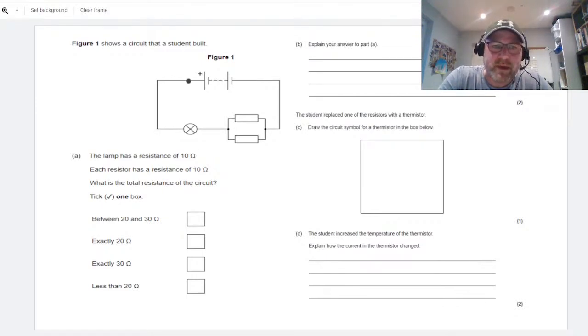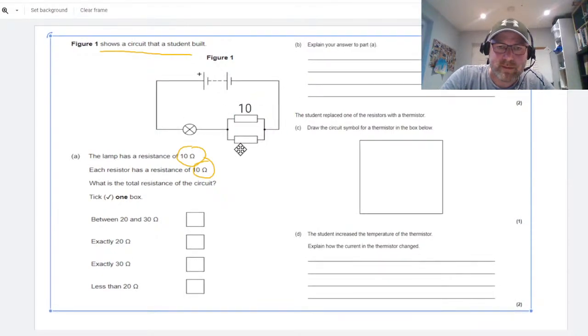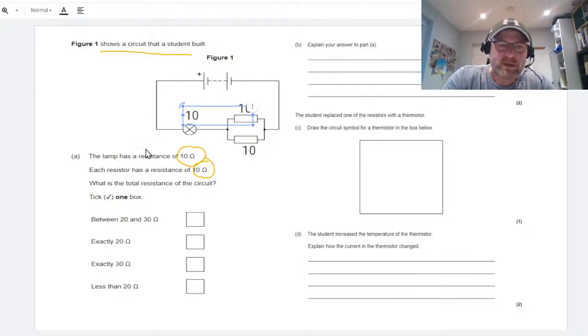It says the lamp. So let's go through this question. The diagram shows a circuit that a student built. The lamp has a resistance of 10 ohms. Each resistor has a resistance of 10 ohms. So I'm going to graffiti up this and write, okay, that's 10. That's 10. And they told me that the lamp is 10 as well. And we're talking ohms, so not amps or anything. We're talking about the little upside-down horseshoe, which is the symbol for resistance.